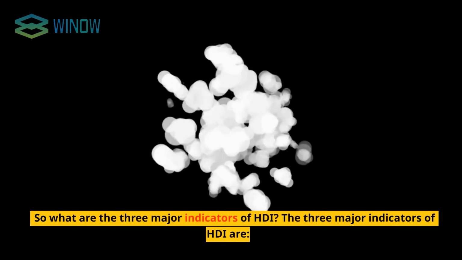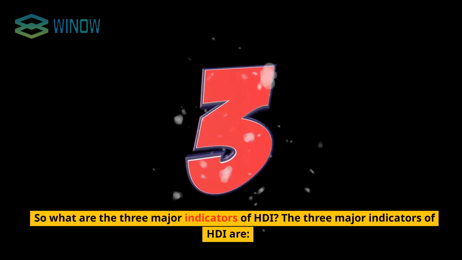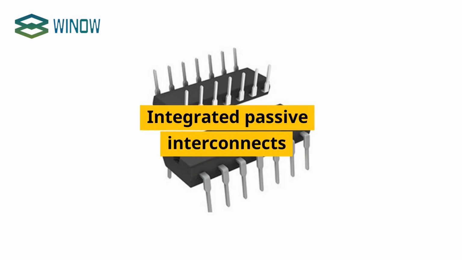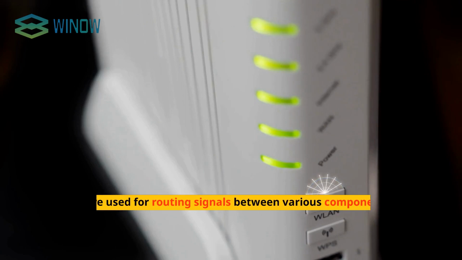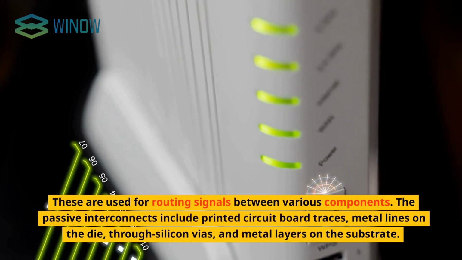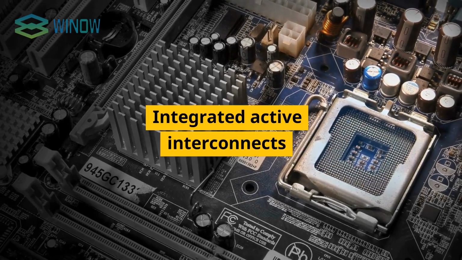So what are the three major indicators of HDI? The three major indicators of HDI are: integrated passive interconnects. These are used for routing signals between various components. The passive interconnects include printed circuit board traces, metal lines on the die, through silicon vias, and metal layers on the substrate. Integrated active interconnects.